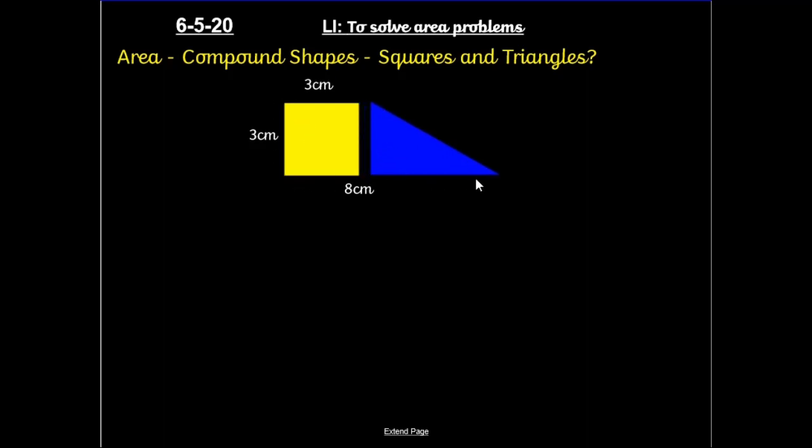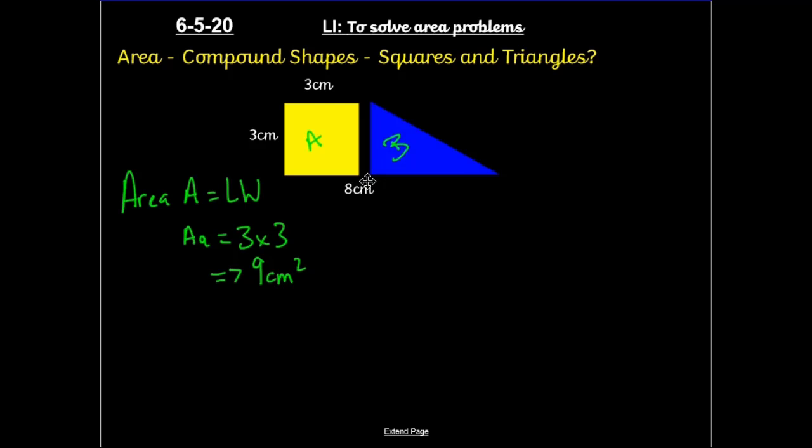So the whole distance along this bottom is 8, but I'm going to label this as shape A and shape B. Now the area of A is equal to, well, it's a square, it's quadrilaterals, square or rectangle, so it is just length times width, which would be area of A is equal to 3 times 3, which goes to 9 centimetres squared.